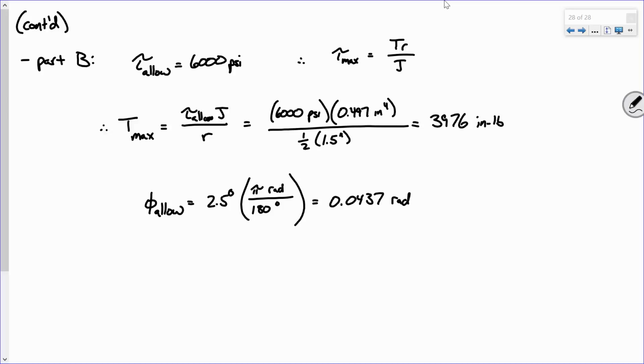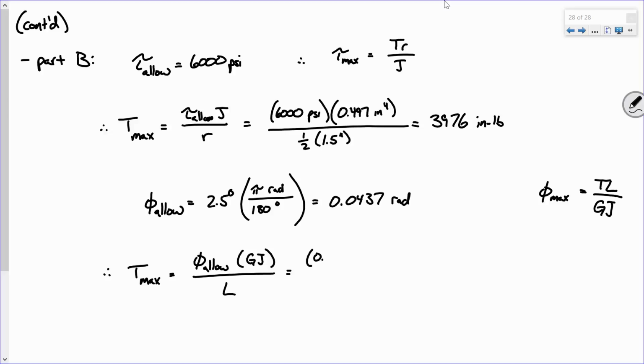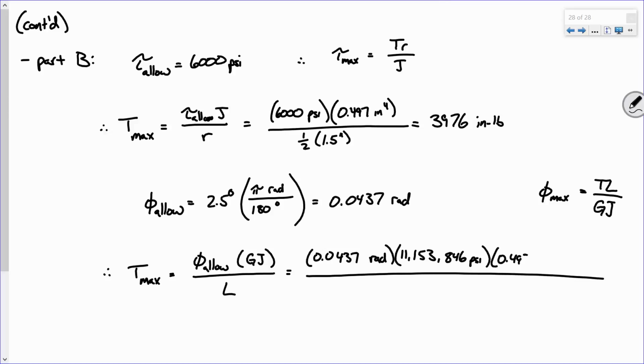All right? So now my question is, to generate this allowable angle of twist, what's going on there? Well, how do I calculate angle of twist? Well, it's TL over GJ, right? So if angle of twist is TL over GJ, would a fair way of saying this is T max is the allowable angle times GJ over L? Just taking this equation, solving for T, so move that on up, move that down, right? So plug and chug, and what do we get? Plug in that G value, 0.497 to the fourth, 54 inches.